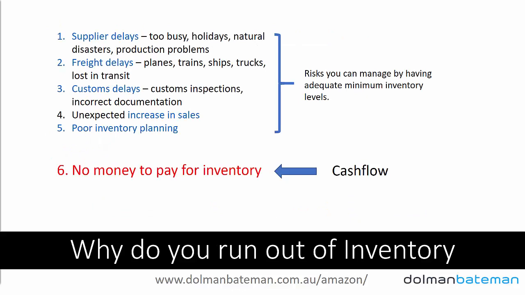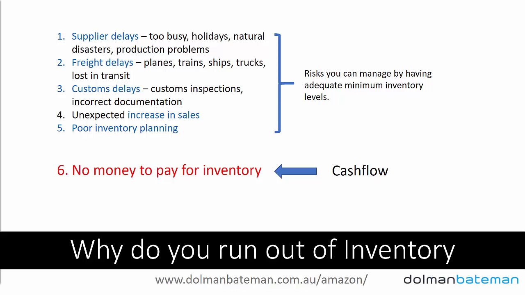So let's look at the reasons why businesses run out of inventory. There are some external factors. Supplier delays, the manufacturers are too busy, there's holidays, there's natural disasters, there's production problems. All of you who have been in Amazon business for a while would have come across probably all of those. And then you end up with freight delays: planes, trains, ships, trucks, lost in transit, damaged product. We end up with customs delays, customs inspections, incorrect documentation, which means our stock's held up in customs.